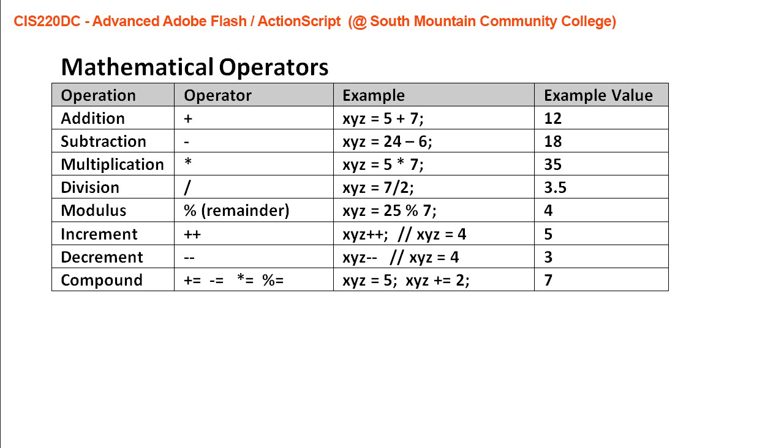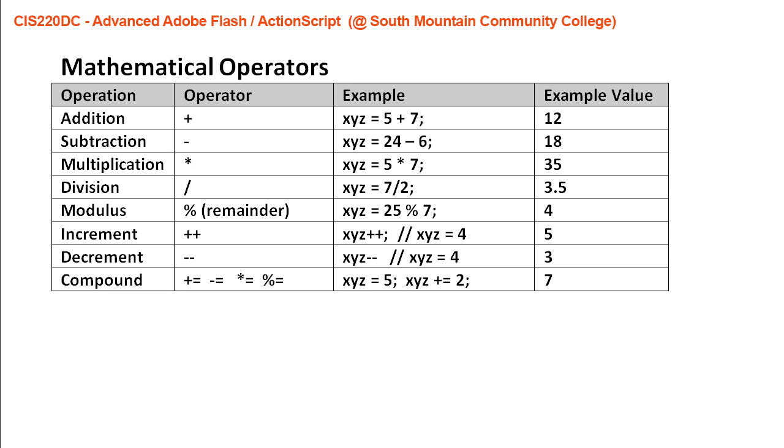Same with subtraction, xyz equals 24 minus 6. xyz would be 18, subtracting 6 from 24. For multiplication, pretty much every programming language uses an asterisk as the multiplication symbol. That would be a Shift 8 on the keyboard. So 5 times 7 would be 35. The division operation is simply the forward slash, and so 7 divided by 2 would give us 3.5.